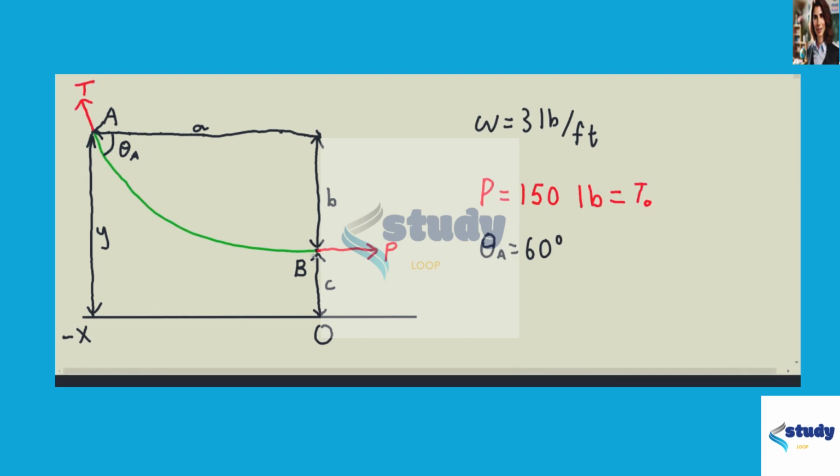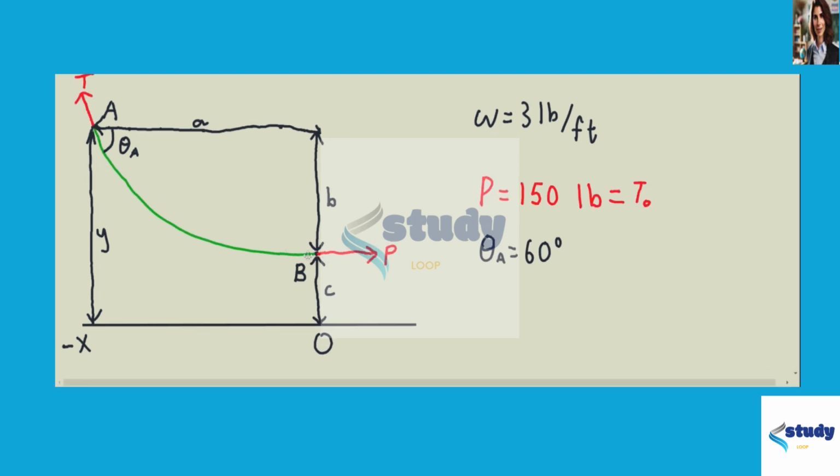We need to find the location of point B relative to point A, and we also need to find the length of this cable from point A to point B. And this force here, P, of 150 pounds can also be labeled as our tension T naught. So we'll start by finding the location of point B.